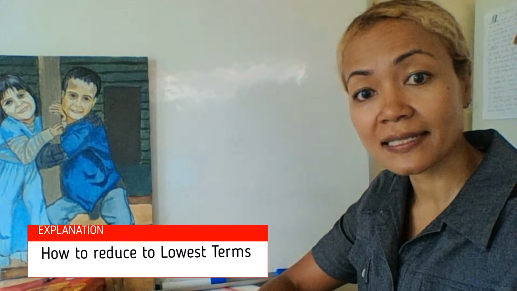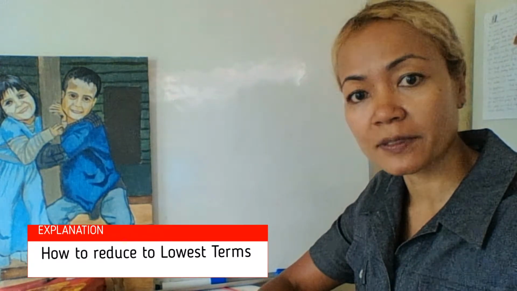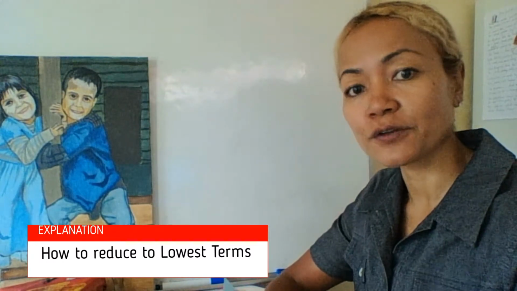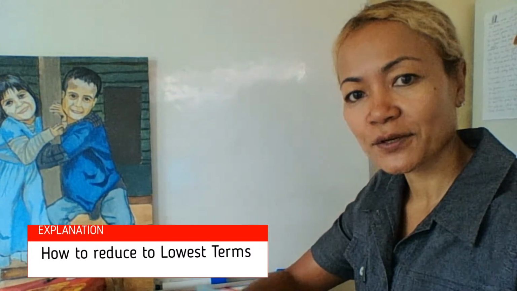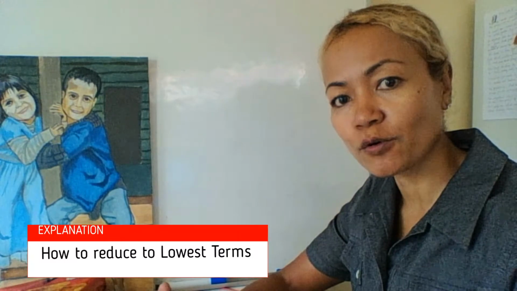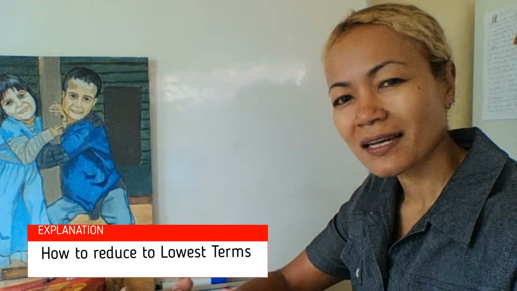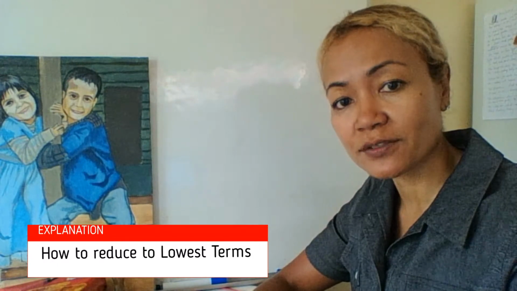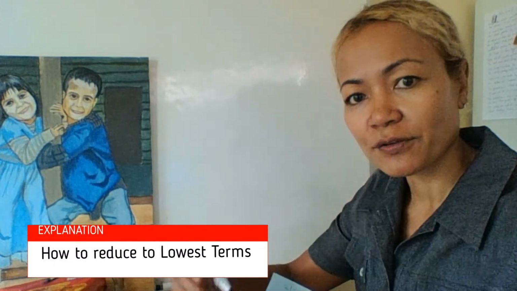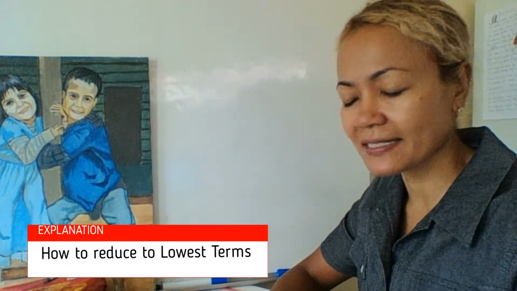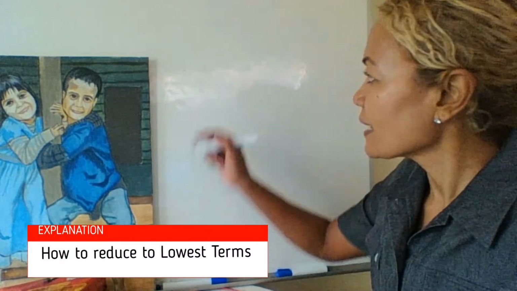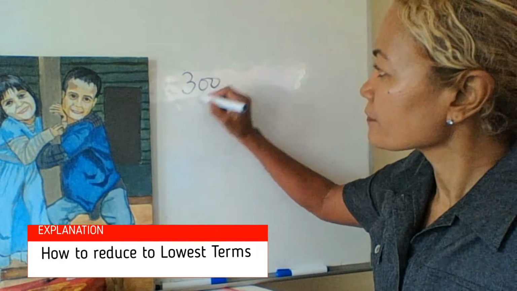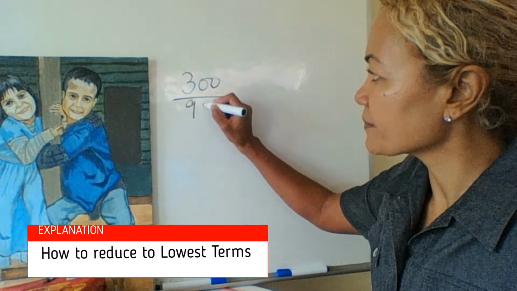Before we start solving the problems from the worksheet, the first thing we'll do is go through a few examples so you learn how to more easily tackle a problem of reducing to the lowest terms. I've got 3 examples here, and the first example is the simplest. It is 300 over 900.